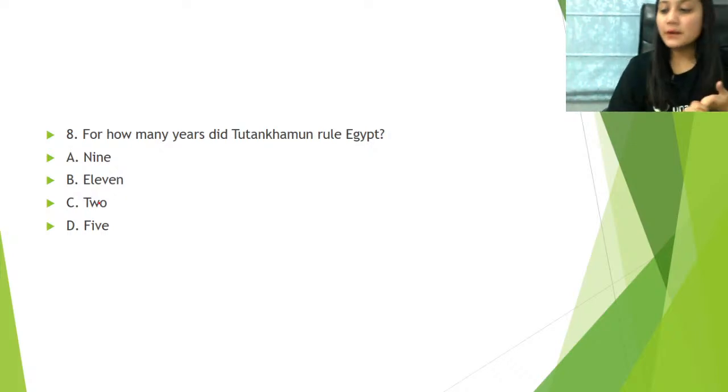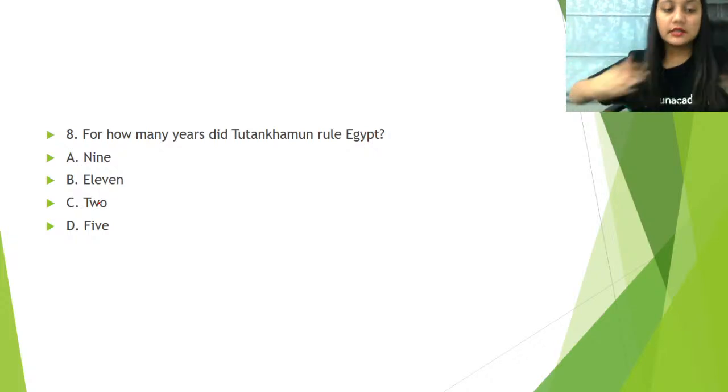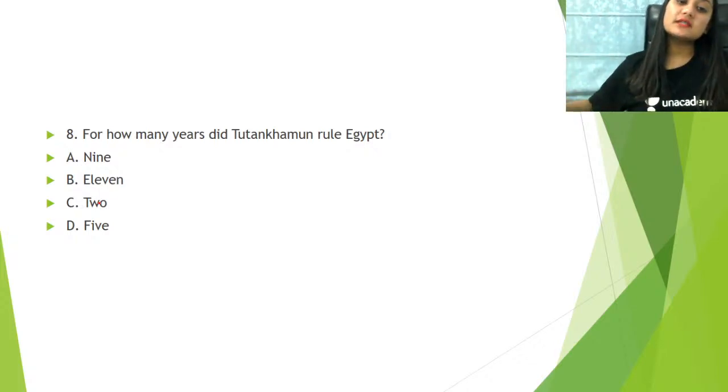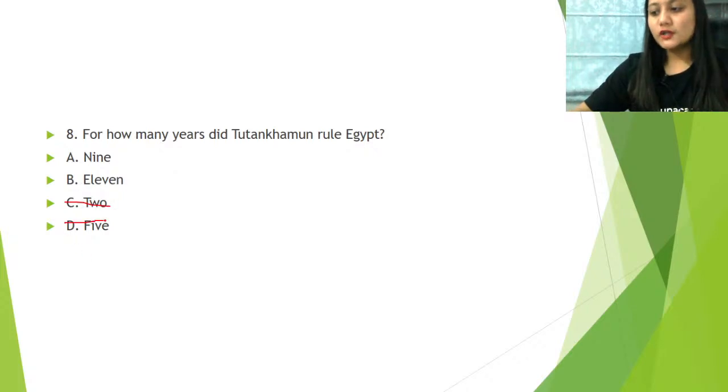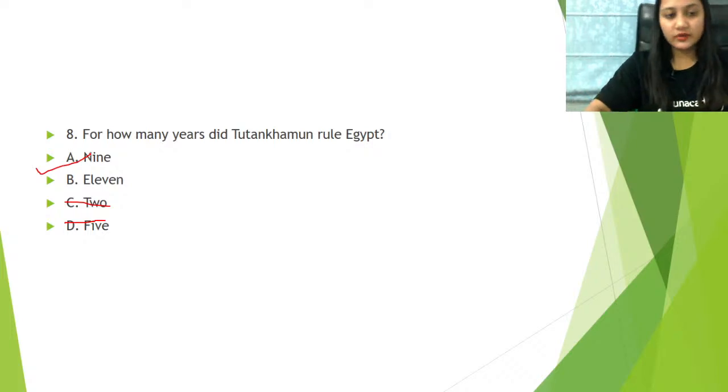The question is, for how many years? Yes, Ayush, that's the correct one. Now, 8th question is, for how many years did Tutankhamun rule Egypt? For 9 years, for 11 years, for 2 years, or for 5 years? I myself am eliminating C or D option. Now, you need to choose between A or B. What 2? No, I have eliminated that option. Very good, Nidhi. Very good, entrepreneur. Yeah, Sujal. Perfect. Very good, Ankit. Yes, it was for 9 long years he ruled. Perfect. Okay, Nayan. Now it's fine.